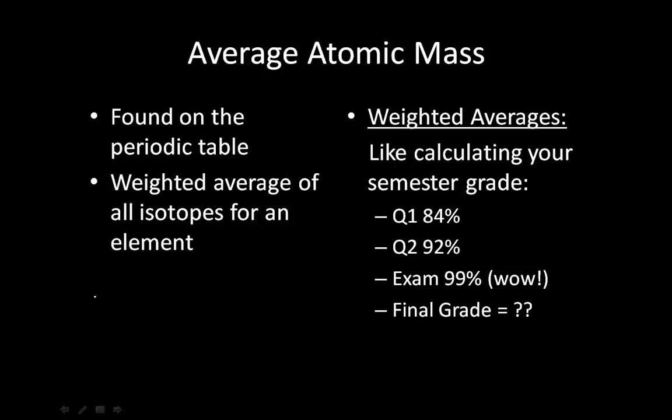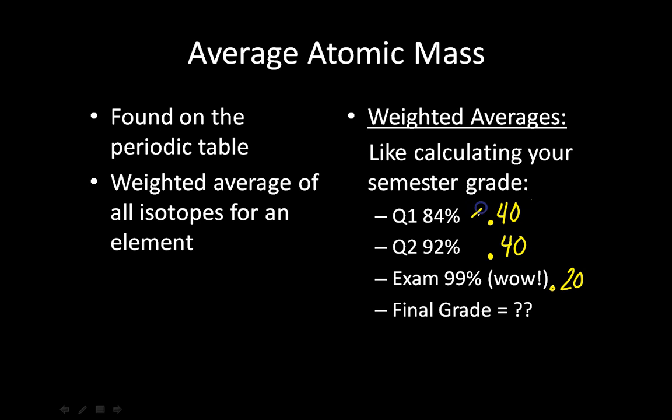Well, what you have to take into account is that quarter 1 is worth 40% of your grade, quarter 2 is 40% of your grade, and the final exam is 20% of your grade. So to find your overall final grade, what you would do is take each of these percents, 40, 40, and 20, and turn them into decimal form by dividing them each by 100.